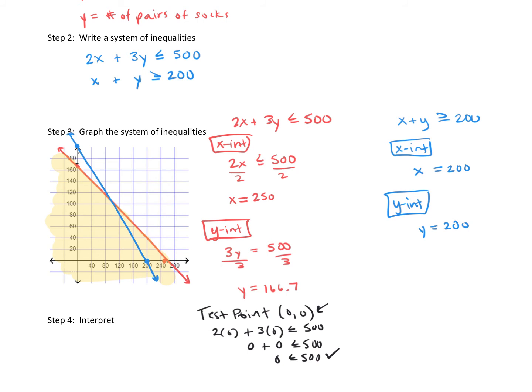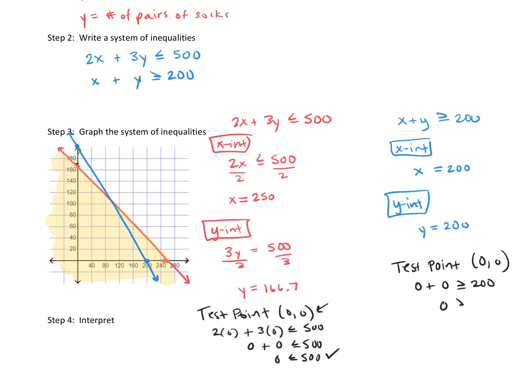Now, where's the shading? Are we shading above or below this line? So let's do another test point. Can we use the same test point that we used on the last one? Sure. You could do this with any point. You just plug in an ordered pair. If you have a true statement, you have found where the solution set is. If you have a false statement, then the solution would be on the opposite side of the line. So let's plug in a 0 for the x, a 0 for the y. Is that greater than or equal to 200?